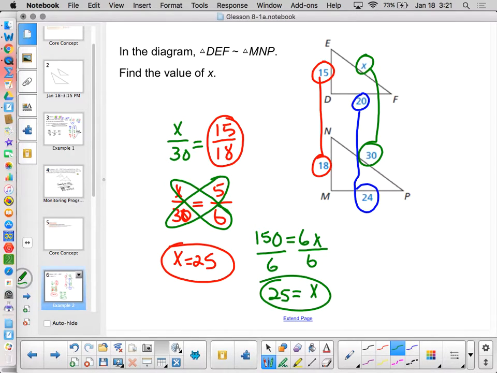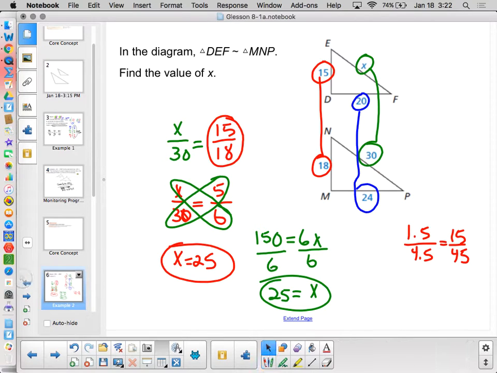So in this case, it worked out really nicely with equivalent fractions. It's often brought up to me, well, what do I do if I don't have whole numbers in my scale factor? What if I have like a 1.5 to 4.5 for two sides? What do I do with that? Well, move the decimal over by multiplying both by 10. 15 over 45, and then reduce it. That's the way to handle decimals if they're in there. That's a little side note.